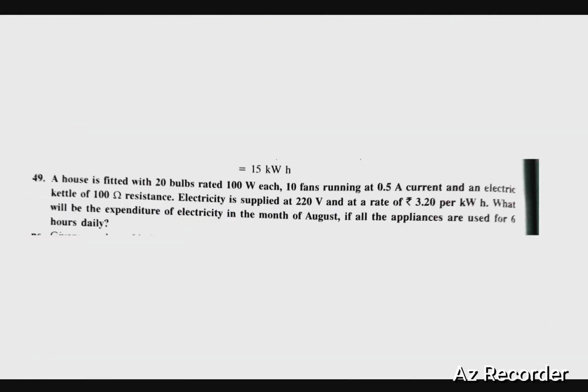Now, next question. A house is fitted with 20 bulbs of 100 watts, 10 fans of current 0.5 ampere, and an electric kettle of resistance 100 ohm. Electricity is supplied at 220 volt. The voltage is 220 and the rate per kilowatt hour is 3.20. What will be the expenditure of electricity in the month of August?